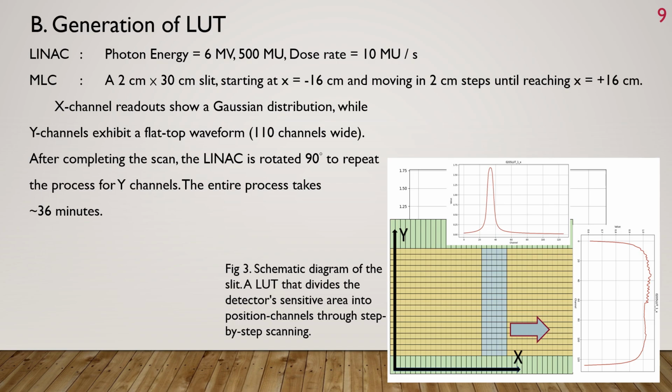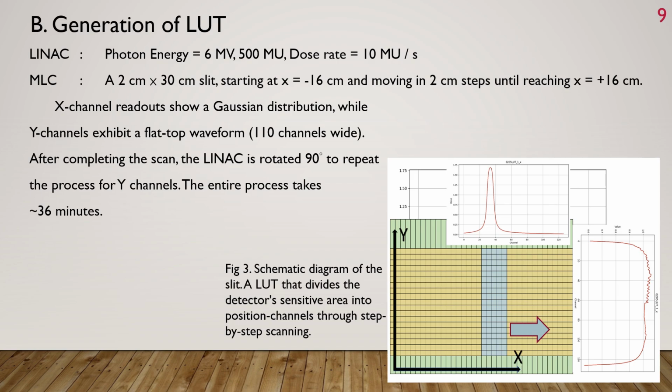Generation of LUT. To generate the LUT, we use a LINAC with the following parameters. A 2 by 30 cm slit was created using the MLC. It started at x equals negative 16 cm and moved in 2 cm steps until reaching positive 16 cm. During scanning, the X channel results follow a Gaussian distribution. The Y channel result exhibited a flat-top waveform covering all channels, as shown in Figure 3.